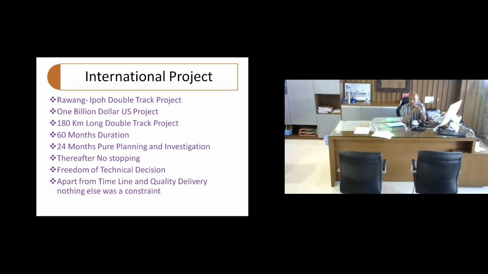Apart from timeline, quality of delivery, there were only two constraints. At that time, Mr. Mahathir Mohamad was PM of the country, Malaysia. Once he came to the project site, he said only two constraints are there. One is timeline, whatever is decided is final. Second is delivery. Quality of delivery has to be of excellent standard, whatever you want to do, but quality should not be inferior to any world project. So this is the experience on the project.